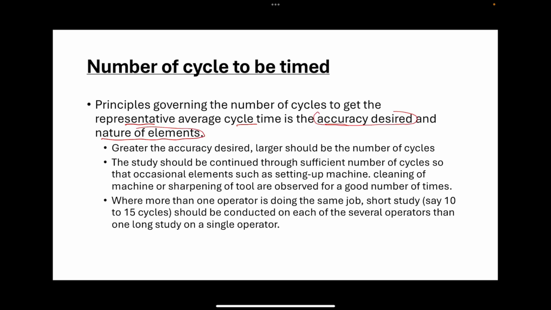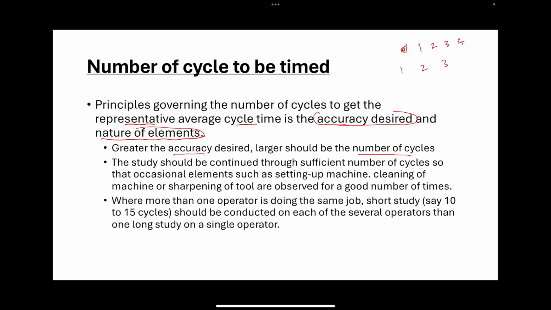So that means when you are timing a job, we are dividing it into various elements, and also we are running various cycles of this job. Like cycle 1, cycle 2, cycle 3, etc. Work cycle means this combination of elements for doing a job. So the greater the accuracy desired, the larger should be the number of cycles.